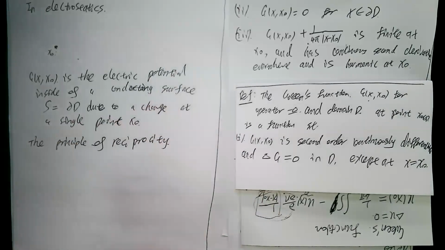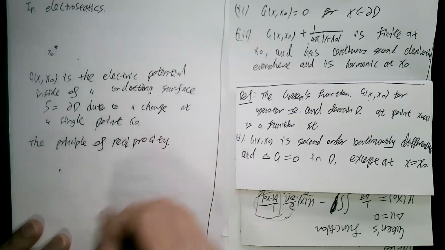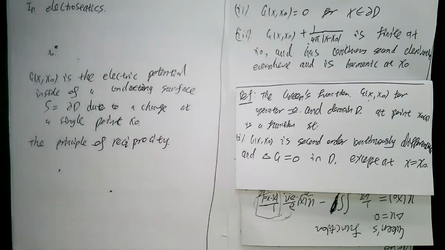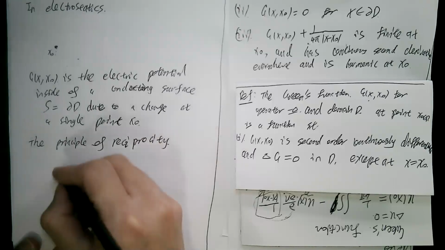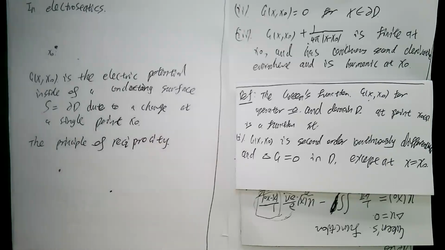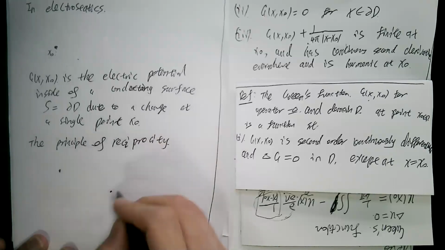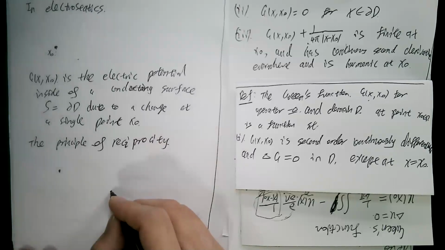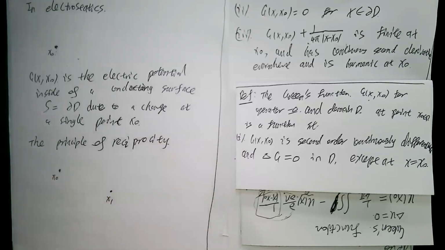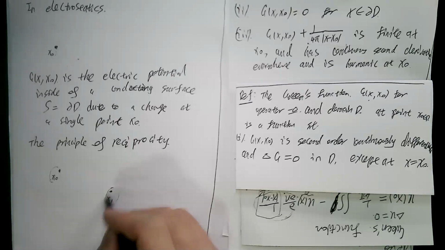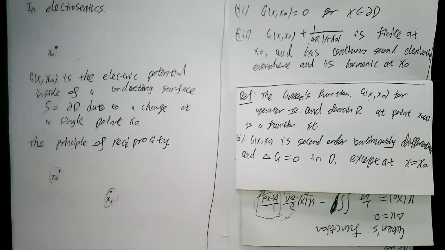Which is something like Newton's third law. Suppose you have two points, and you put one point here and try to check the effect of this point at this point. This is x0, this is x1. The effect from x0 to x1 is actually the same as the effect from x1 to x0.